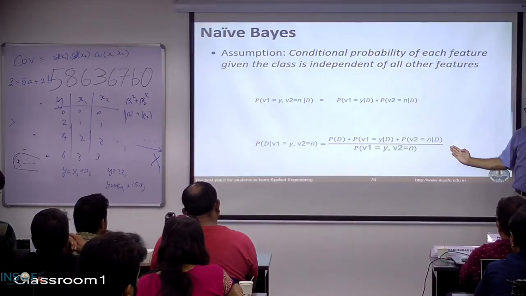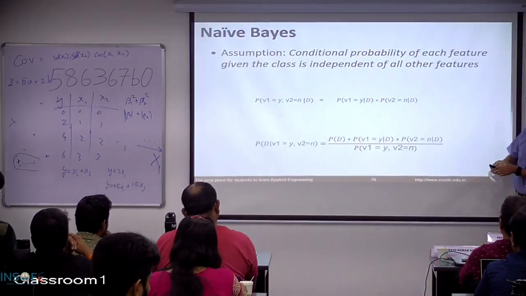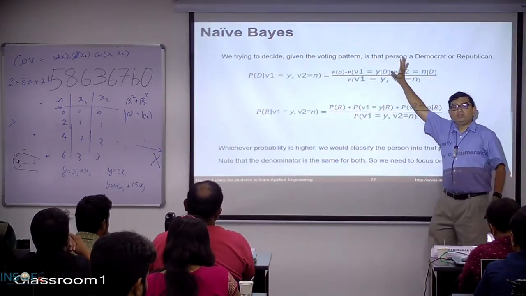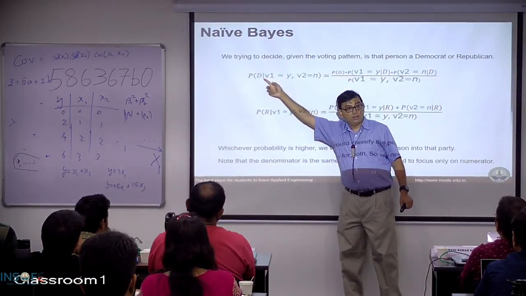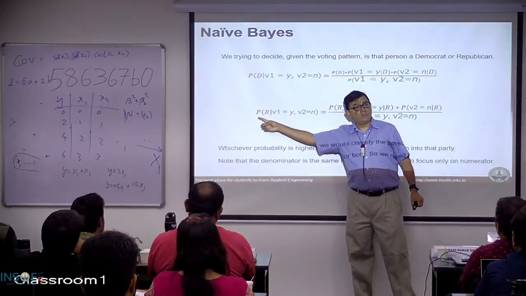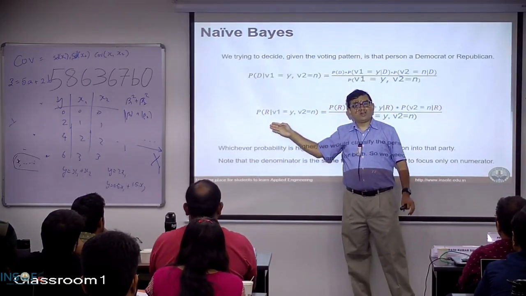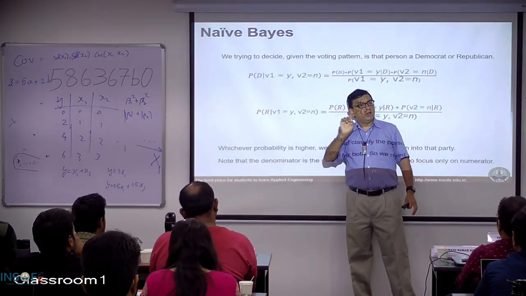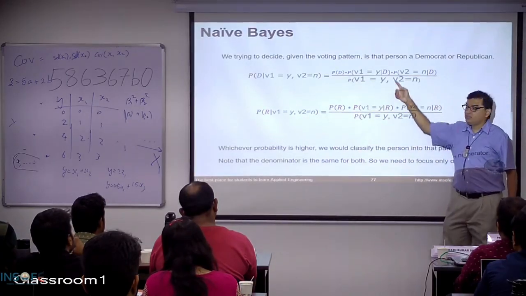Now, what are we really trying to do? So this is the equation. We are trying to find out, given this voting pattern, is he a Democrat? Or given this voting pattern, is he a Republican? That's what we are trying to do. Whichever probability is higher, we are going to say that is the class. Correct? For both of these, the denominator is exactly the same.